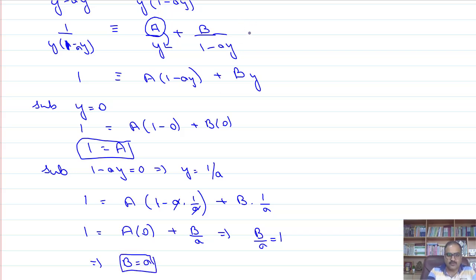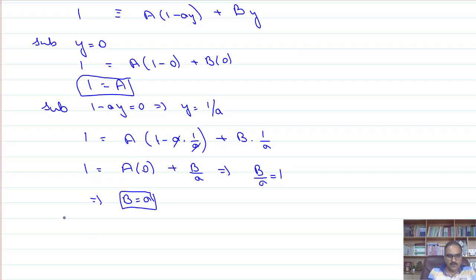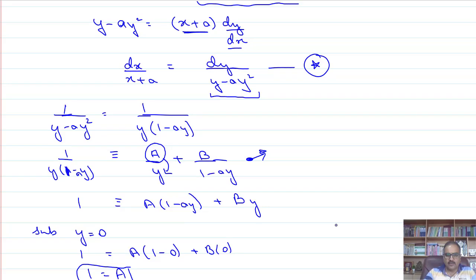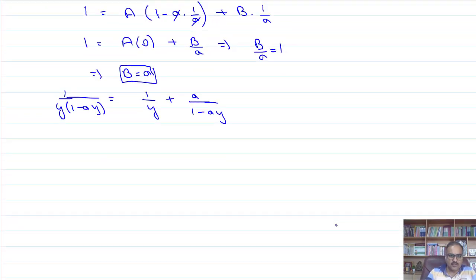I'll substitute this value over here in this one. So it will be 1 upon y into (1 minus a y) is equal to 1 upon y plus a over (1 minus a y). Okay. And now I'll substitute this value in equation number star. So equation star reduces to dx over x plus a is equal to (1 upon y plus a over 1 minus a y) dy.